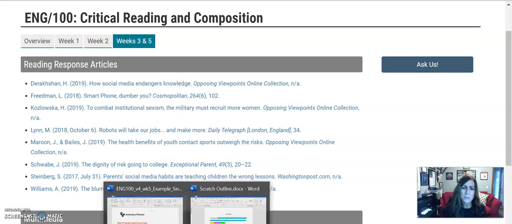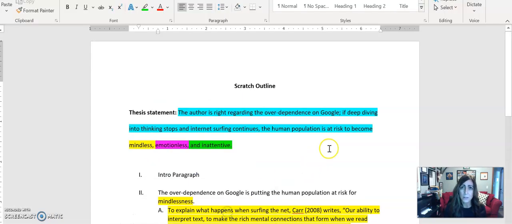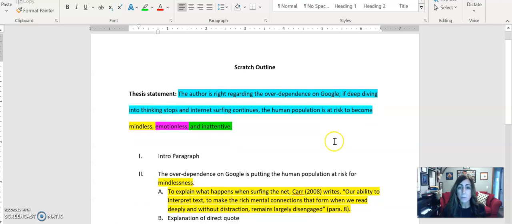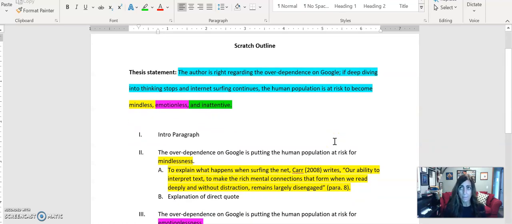So let's look at how I can take what I did in week 3 on my essay that was about whether or not Google was making us stupid, and how I can expand that for my week 5 single source essay response. In this case, if you'll remember, my thesis statement in week 3 was: the author is right regarding the overdependence on Google. If deep diving into thinking stops and internet surfing continues, the human population is at risk to become mindless.